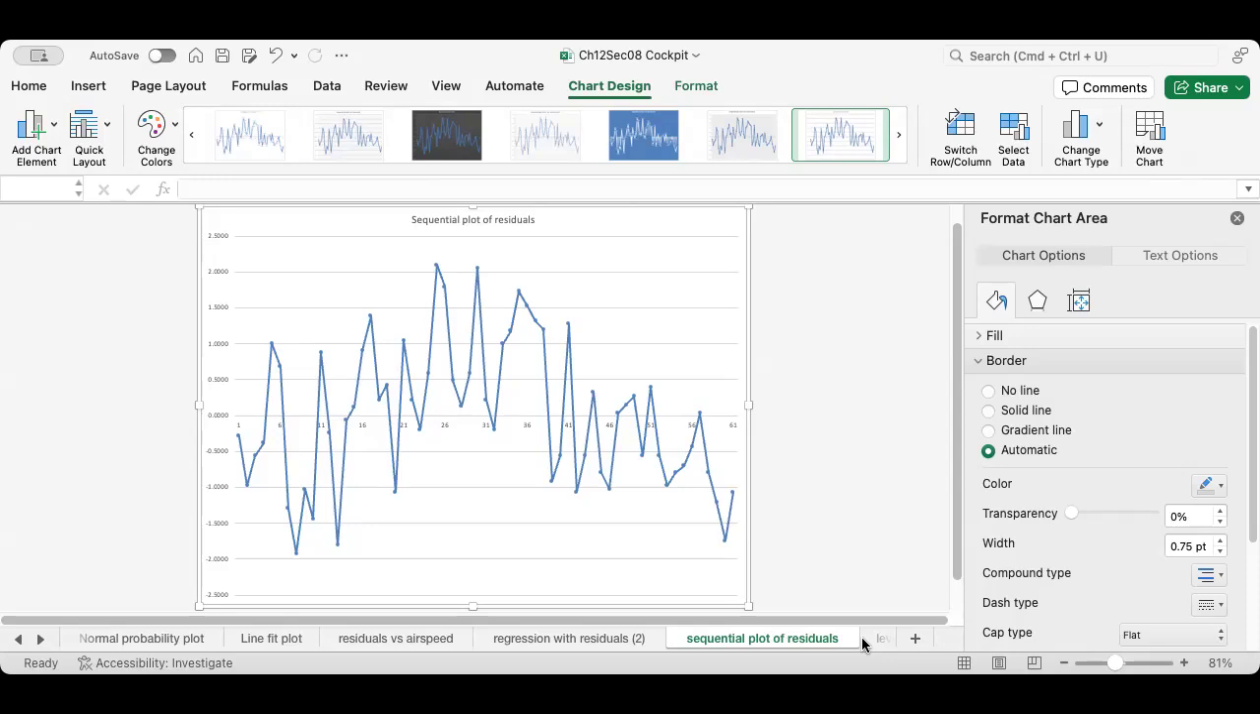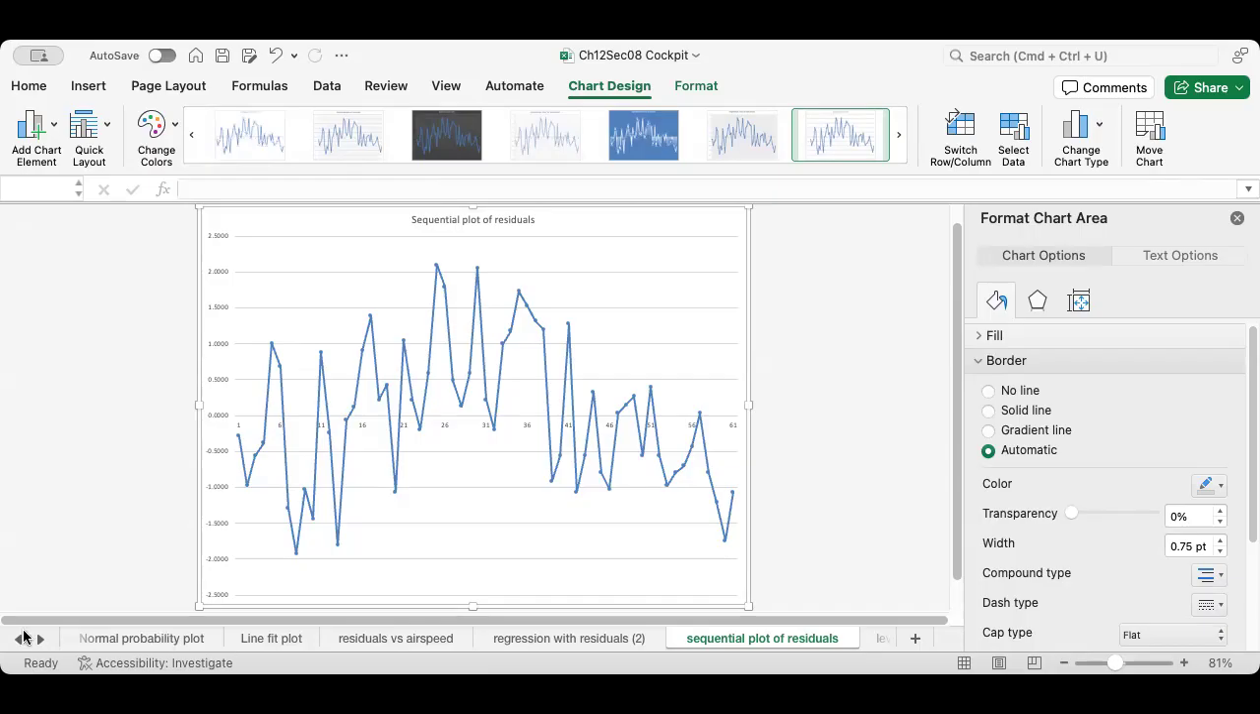Maybe 1, 2, 3, 4, 5, 6, 7, 8, 9, 10. But they're not with any regularity, are they? This doesn't seem to be highly autocorrelated. I'm going to say that this is okay. So I have the ability to make these judgments visually.